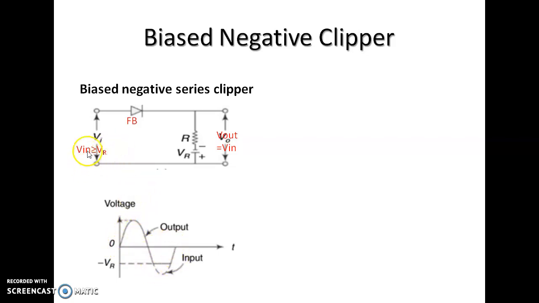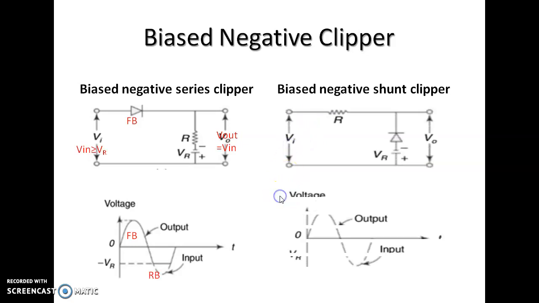So when the input voltage lesser than VR is applied, then the diode will be reverse biased and this portion of the input will not appear at the output, whereas for that portion the output remains at the reference level VR. So this is the biased negative shunt clipper. This is the circuit diagram. This is the input and output waveform. The analysis of this biased negative shunt clipper is left as an exercise for you.